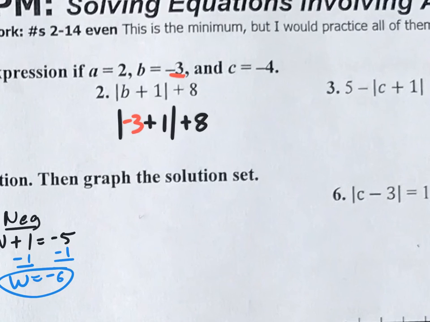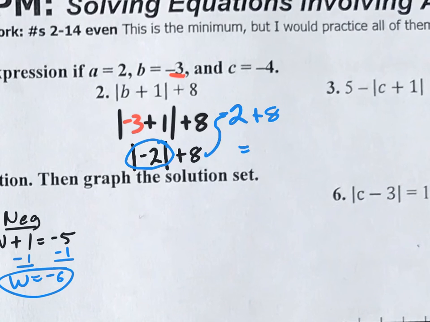What is -3 plus 1? -2, guys. And then you have the +8, and of course, the absolute value of -2, that is 2, so you really do have a 2 plus the outside 8. So 2 plus 8 is 10. Those are easy, right? There's going to be like 3 or 4 of those on the quiz Friday.